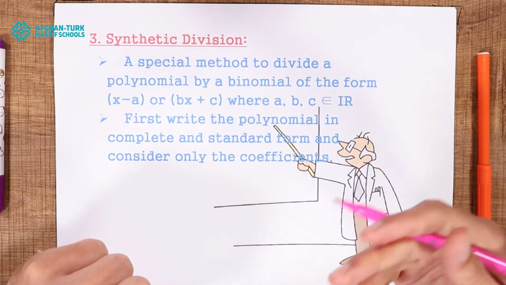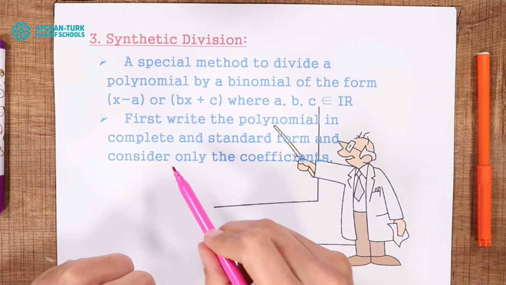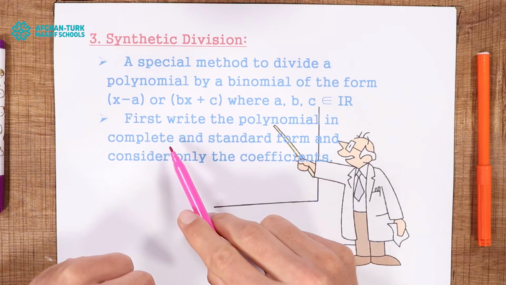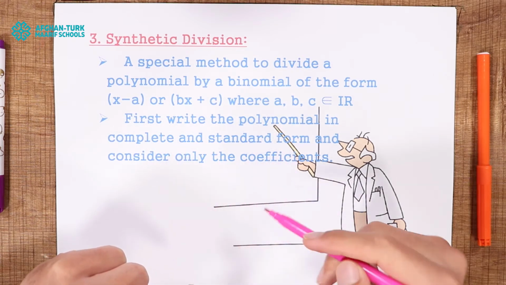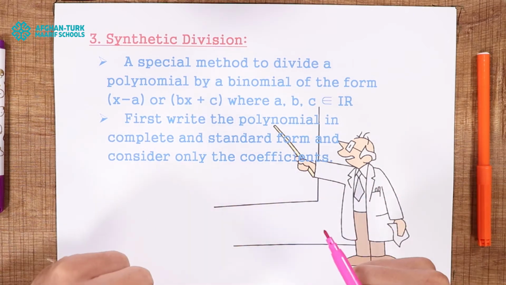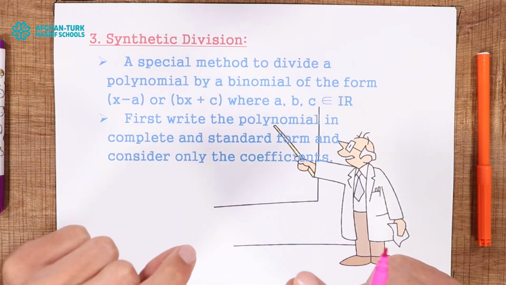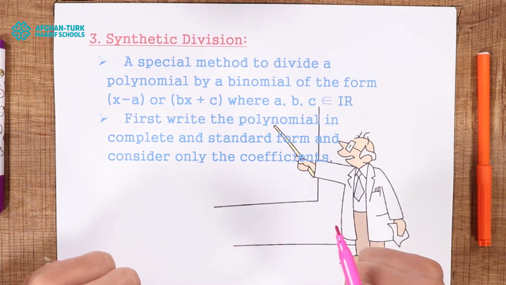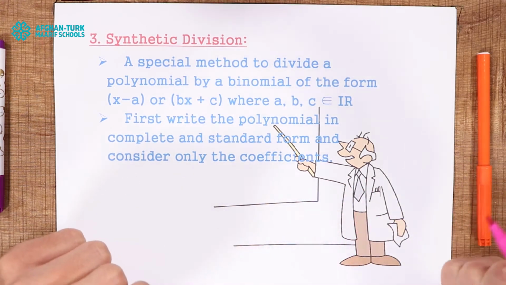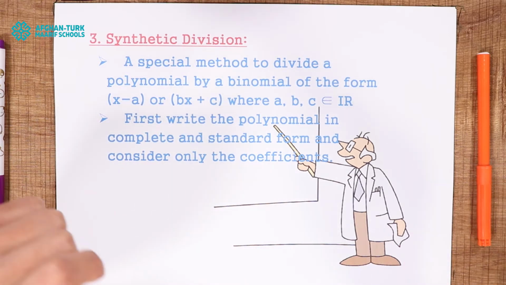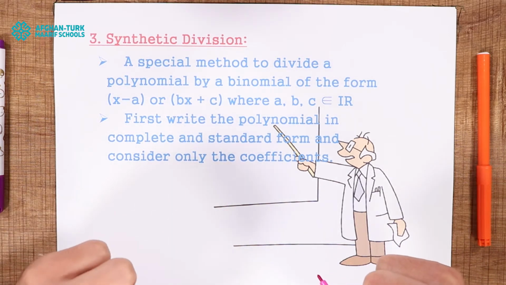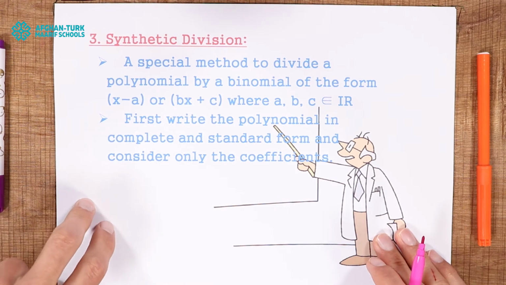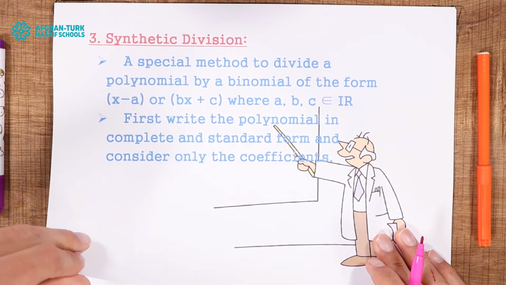We are going to use just the coefficients, and at first we must see whether the polynomial is in standard and complete form or not. If it is not in standard form, write the polynomial in standard form and consider the coefficients, and after that start to divide the polynomial. So let us see an example to make it easy for you.